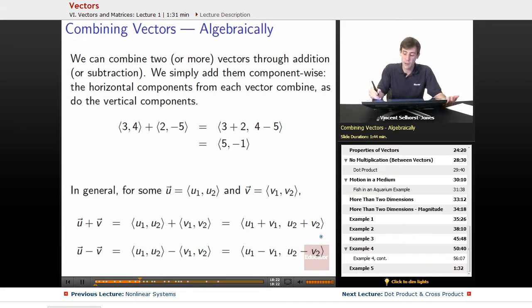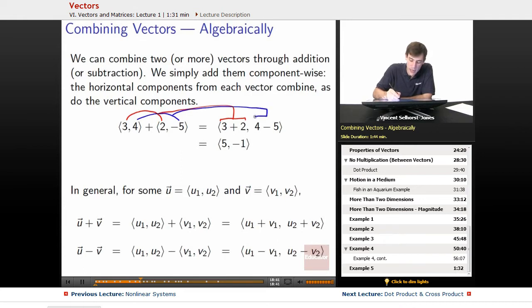So in this case, if we add 3 comma 4 and 2 comma negative 5, then what we wind up doing is the 3 and the 2 get combined, and they become 3 plus 2, because we're adding 3 comma 4 plus 2 comma negative 5. Same basic thing, the 4 and the negative 5 get combined, and so 4 plus negative 5 is 4 minus 5. We simplify that and we get 5 comma negative 1.